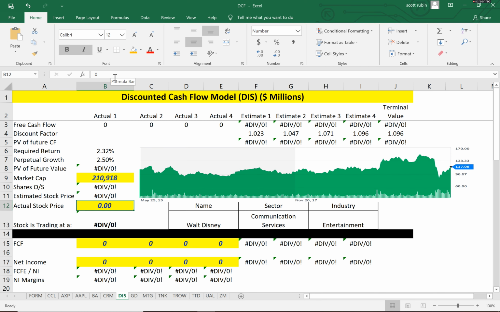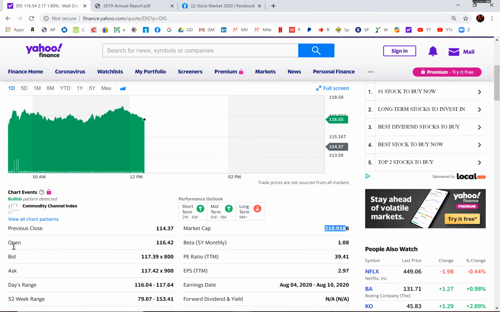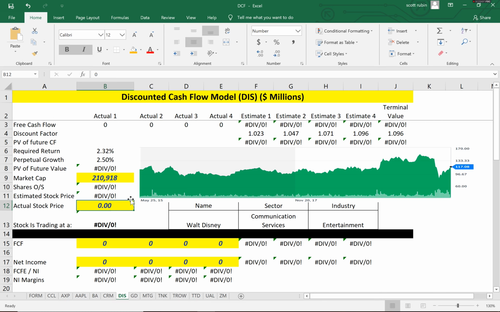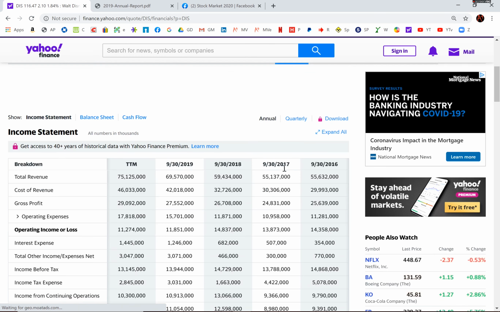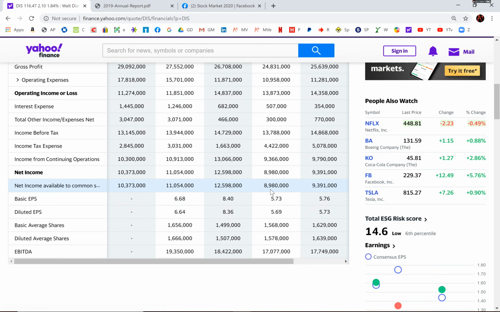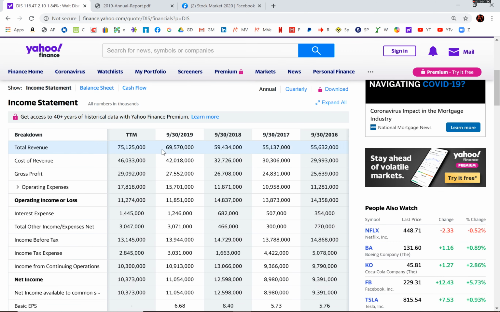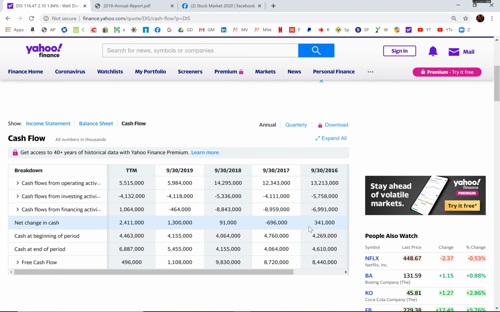And it's $210 billion. You get all this information from Yahoo Finance, and it's currently trading at 116.54. So it's 1.8 billion shares outstanding. So when we figure out the future value of the company, we divide it by the shares outstanding. And obviously there's lots of different ways to analyze a company. This is just one of the most important ways to do it because you need cash to live.